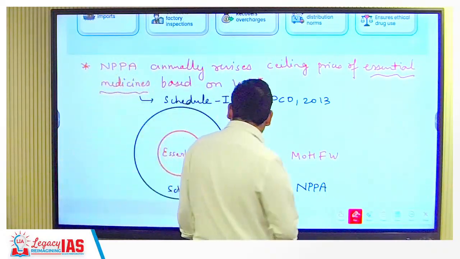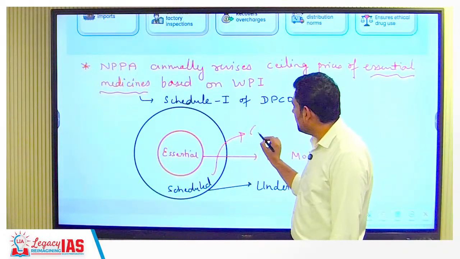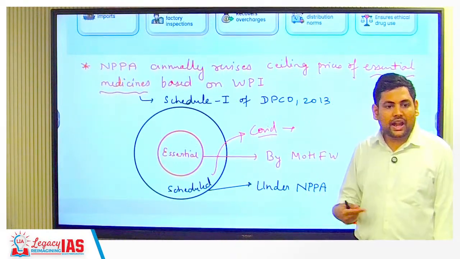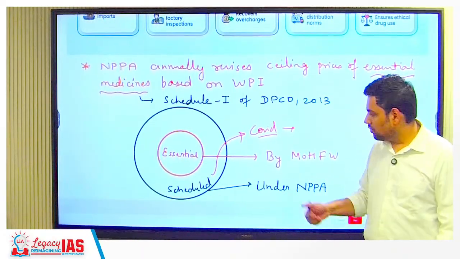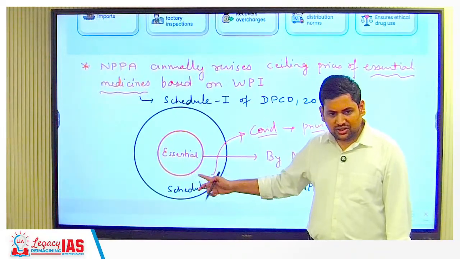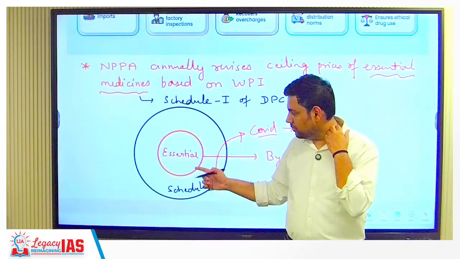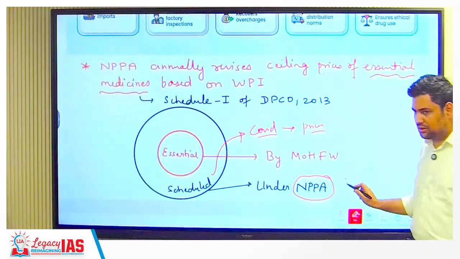Now, there are some other medicines also that can come here that are not essential, but for example, during COVID, there were some medicines, correct, that became very important. So those prices had to be regulated. So those are scheduled, not essential, but they are scheduled. Everything that comes here in this black circle, including all the essential ones, is regulated by NPPA for its pricing.